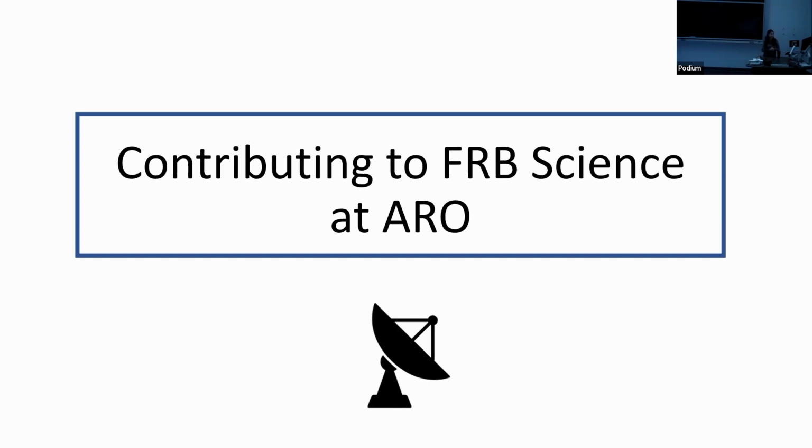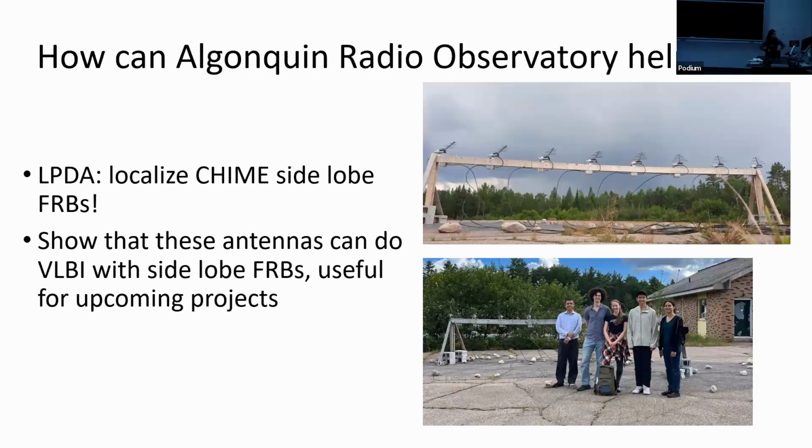So that was a bit of background on the current state of the field of FRB localizations. And now I'll tell you guys a bit about how we can contribute to FRB science using the Algonquin Radio Observatory, which is what my project in the summer and continuing throughout this year is about. So how can ARO help?